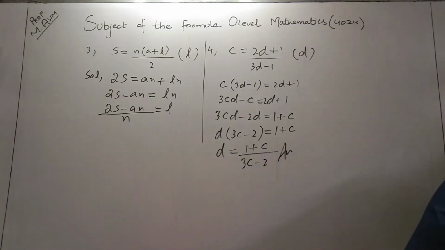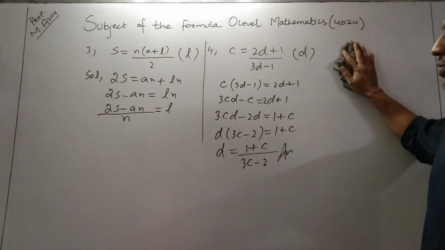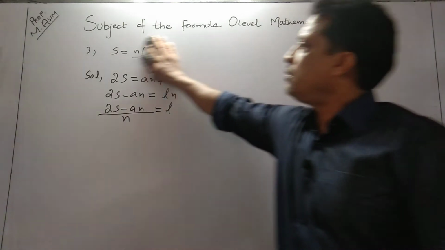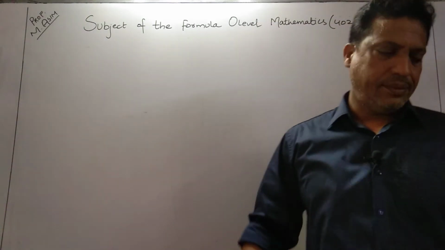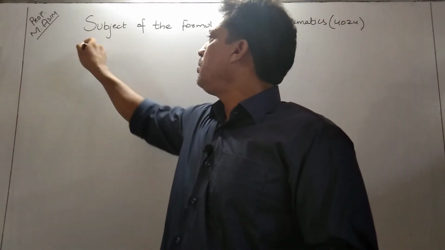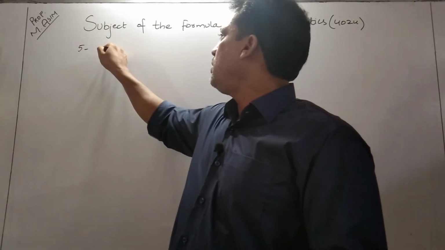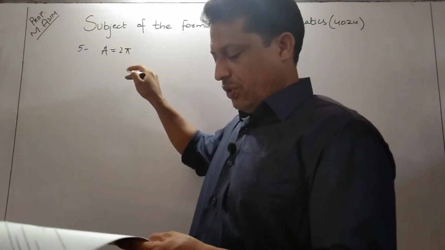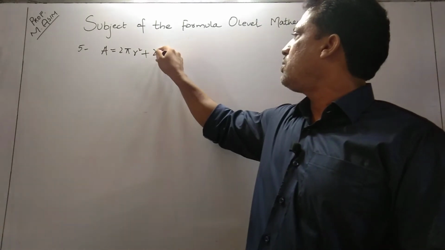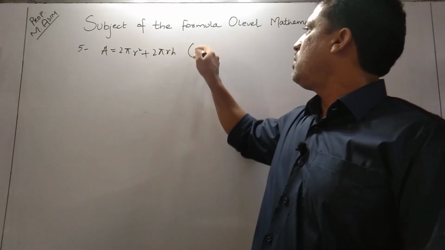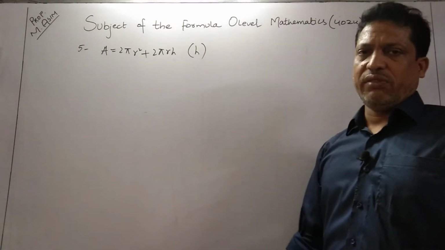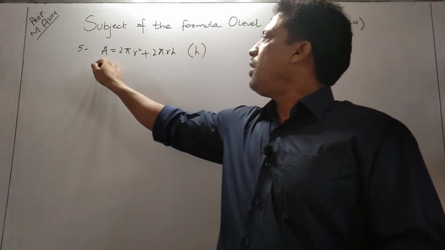Next, question number 5. I hope you understand both the questions. See, question number 5 is A is equal to 2 pi r square plus 2 pi r h, and the target is to make h the subject of the given formula. Very, very easy. Solution.